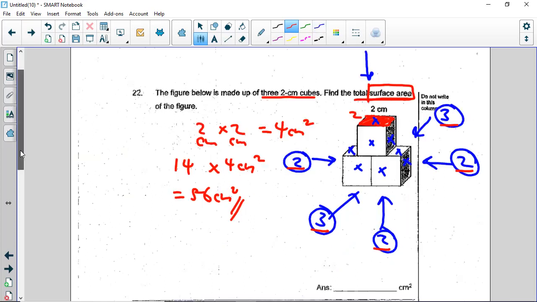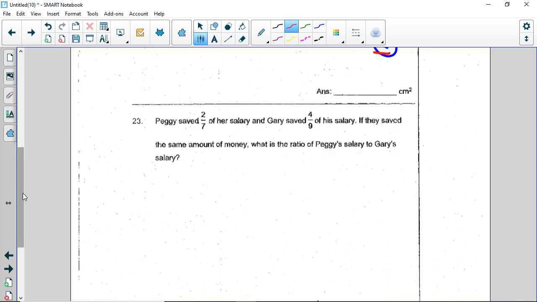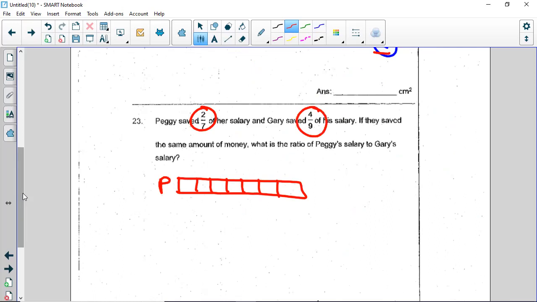Okay, let's go to question 23. This is fraction. Fraction means you draw a model if you don't know how to do it. Peggy saved 2/7 of her salary. How do you draw? Peggy has 7 boxes: 1, 2, 3, 4, 5, 6, 7. Gary saved 4/9 of his salary, and they saved the same amount. Same amount means equal. So can you draw a dotted line? Remember, a dotted line shows something is equal to something.